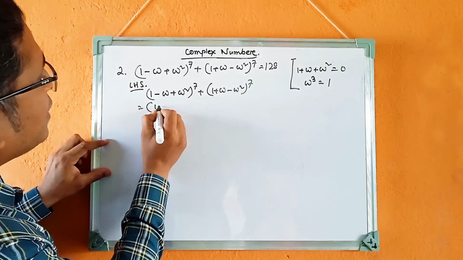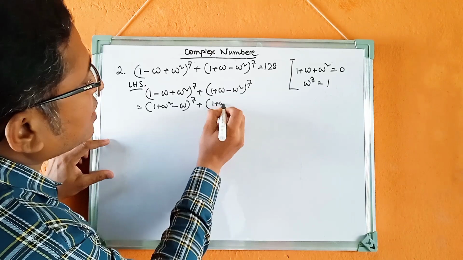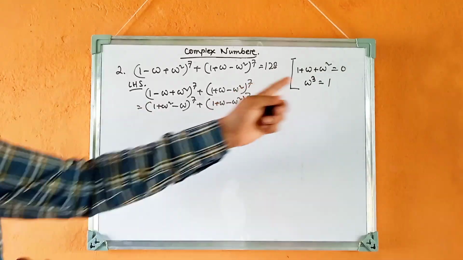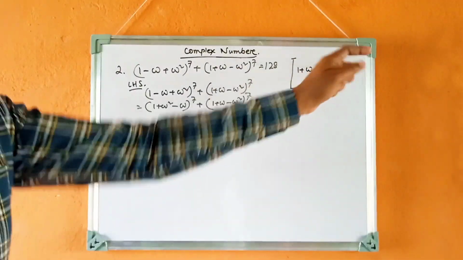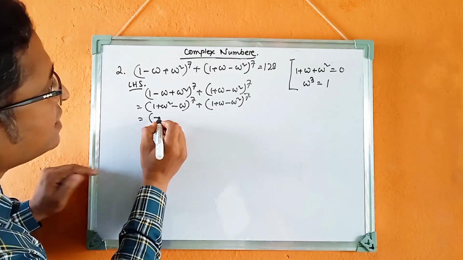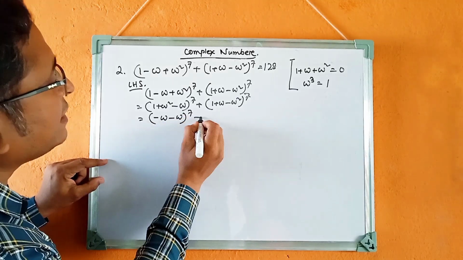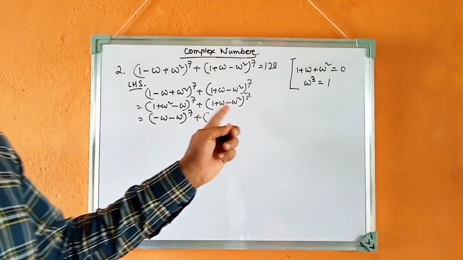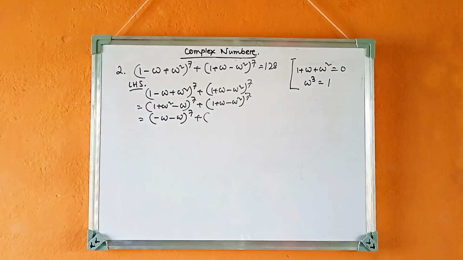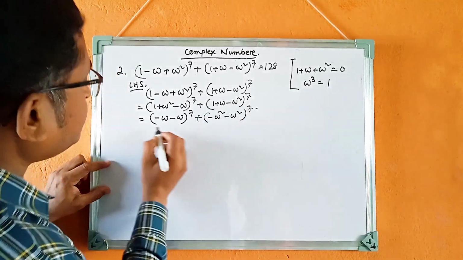Now arrange it: 1 plus omega square minus omega whole to the power 7 plus 1 plus omega minus omega square whole to the power 7. Using the property that 1 plus omega square equals minus omega, instead of 1 plus omega square we write minus omega, then again minus omega, whole to the power 7. Here in the second, instead of 1 plus omega we write minus omega square, so minus omega square whole to the power 7.